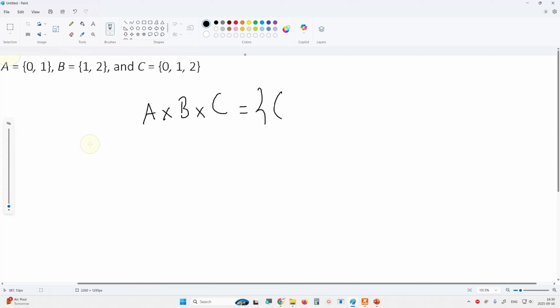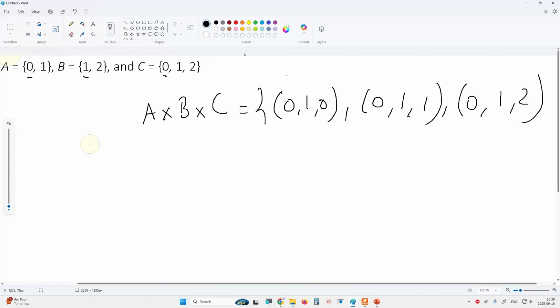So I'm taking the first one with the first one with the first one. So 0, 1, 0. And then just not to get lost, I'm going to keep 0, 1 and change the other one. 0, 1, and then 1. I keep the 0, 1 and change the last one, doing the same thing. Then 0, 1, and then 2. So this is from A, this is from B, and this is from C. It all follows that pattern. This is from the set A, from the set B, and from the set C.